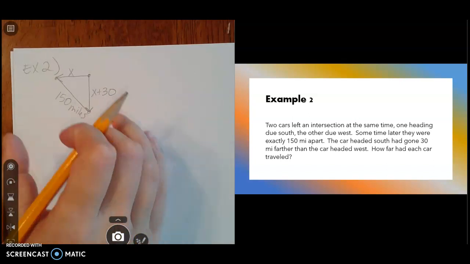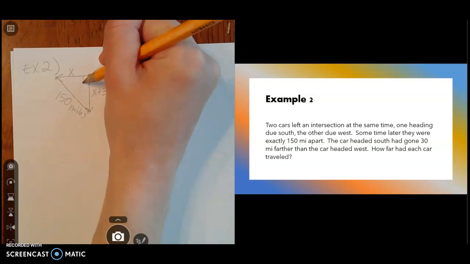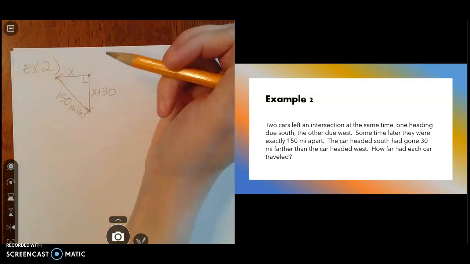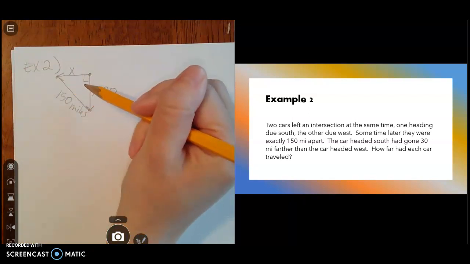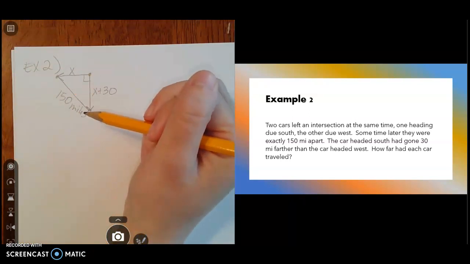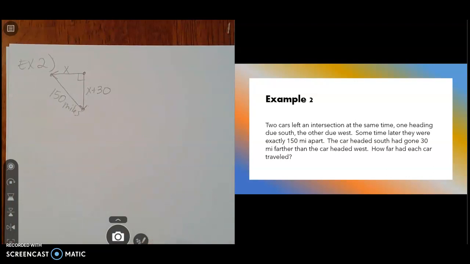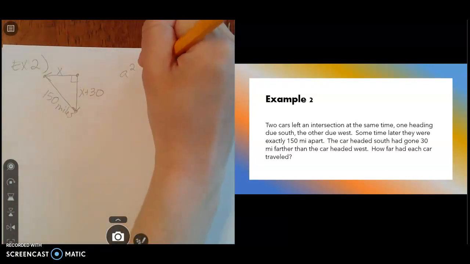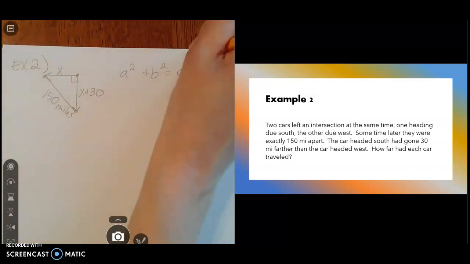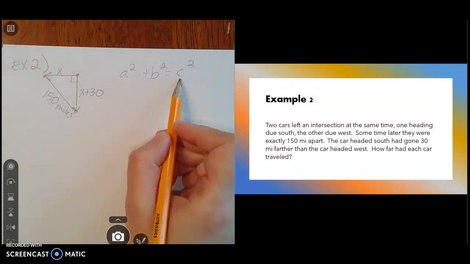Looking here, south and west are perpendicular to each other, so we have a nice little right angle here, and it might become obvious that we have a triangle, a right triangle, and we're solving for sides of our right triangle. Hopefully, the first thing that comes to mind is the Pythagorean theorem, a squared plus b squared equals c squared. Leg squared plus leg squared equals hypotenuse squared.